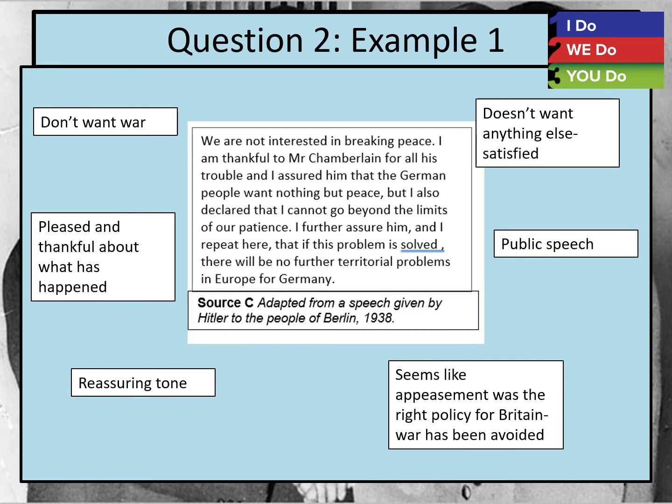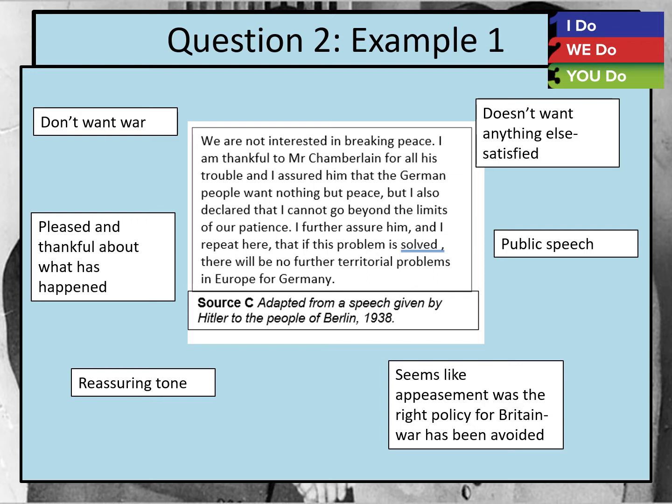So our next source, actually source C rather than source B, this is a written source this time round. What is this saying? So Hitler in this speech is saying, we are not interested in breaking peace. I am thankful to Mr. Chamberlain for all his trouble, and I assured him that the German people want nothing but peace. But I also declared that I cannot go beyond the limits of our patience. I further assure him, and I repeat here, that if this problem is solved, there will be no further territorial problems in Europe for Germany.